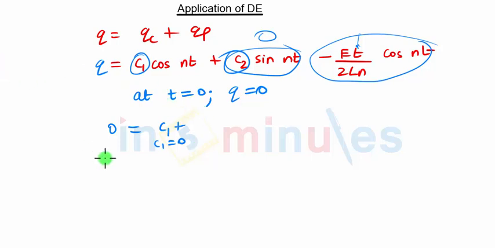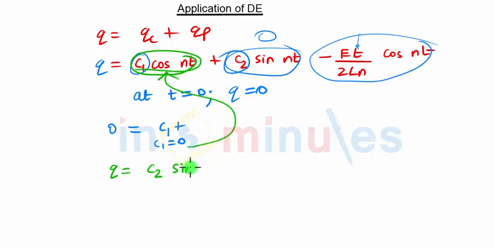Then our equation will get modified as q, this term becomes 0 when we put c1 equal to 0, and these two terms will remain as it is. So c2 sine of nt minus E t by 2Ln cos of nt. So this is our new equation of charge.